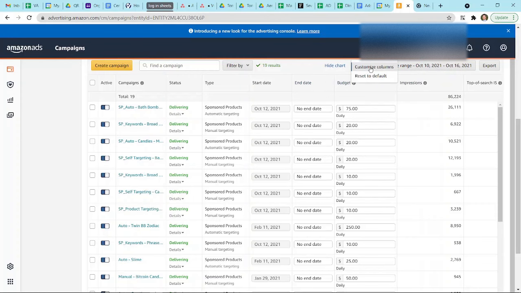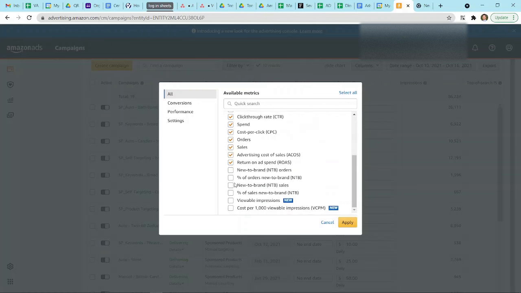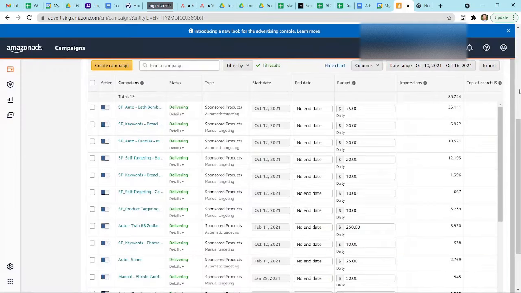Keep in mind here, you can customize your columns. Everybody has different things that they like to look at when they're looking at data. You can always customize it, right? So get it to a place where you have the data points that are important to you.